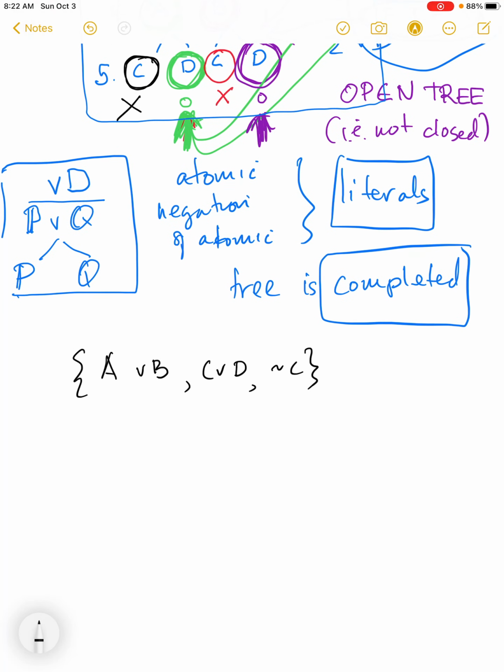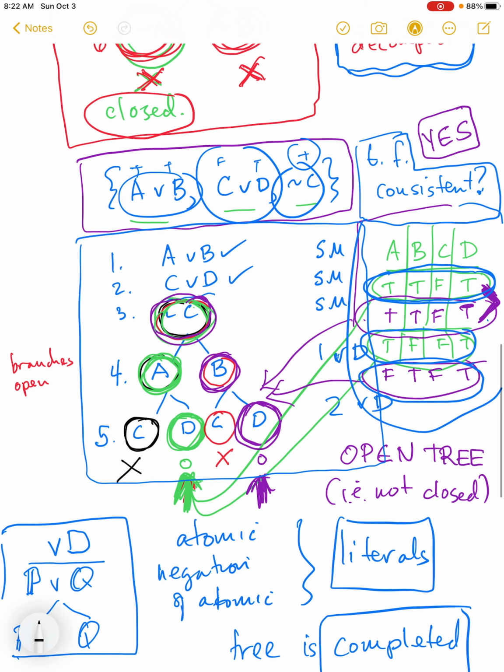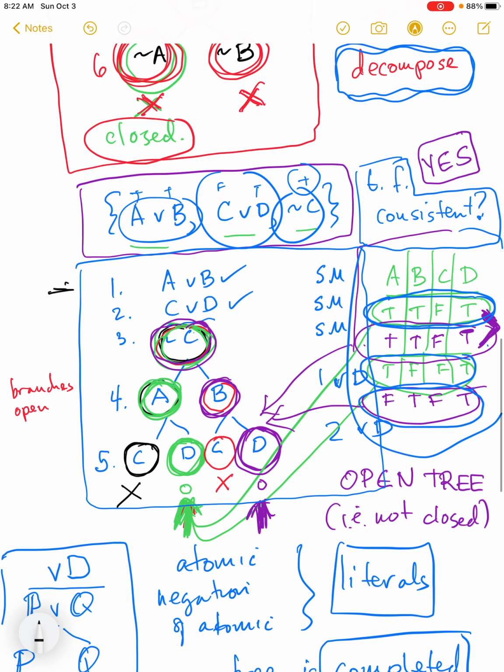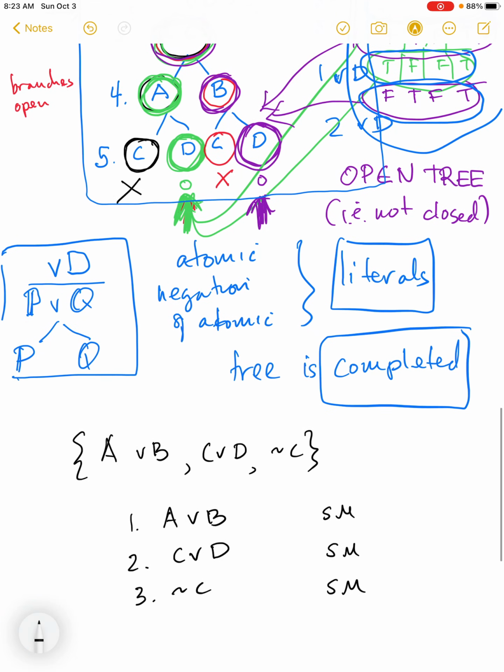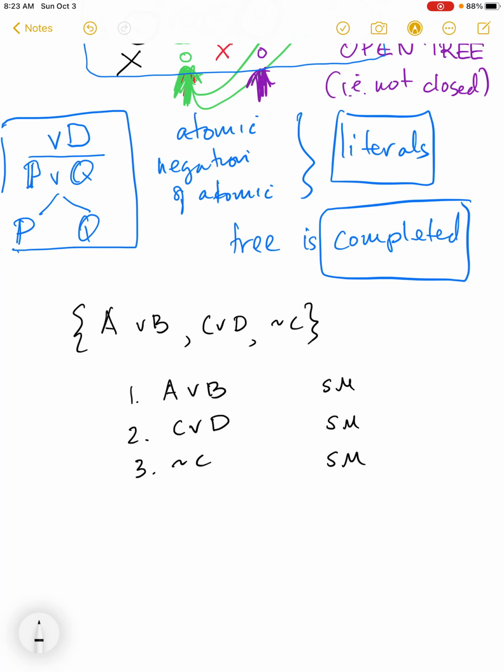So let me set up the tree once again. We have A or B. Remember, we just list the set members: C or D, not C. We indicate that they are set members by putting SM over to the right. Now what we did in our original tree is first we decomposed line number 1, then we decomposed line number 2. We ended up with 5 rows in our truth table. But if we had decomposed line number 2 first, look what will happen now that I'm going to do it.